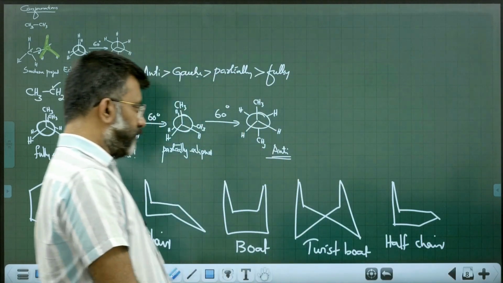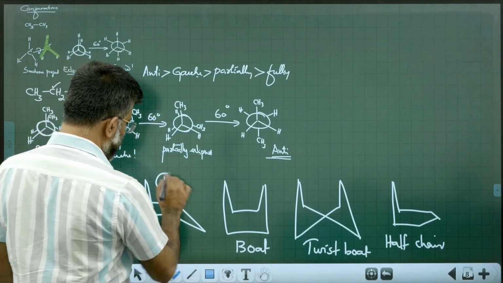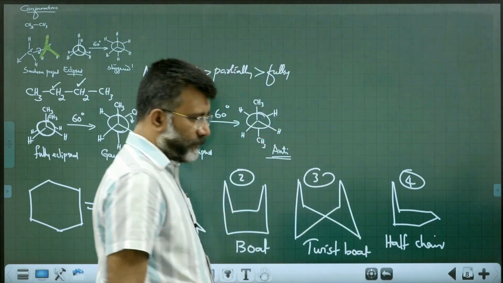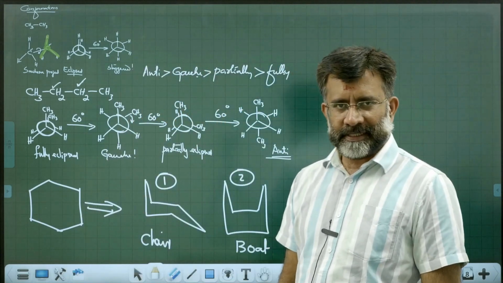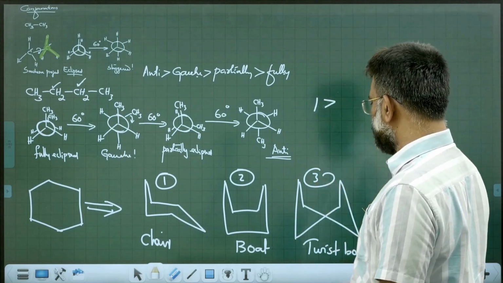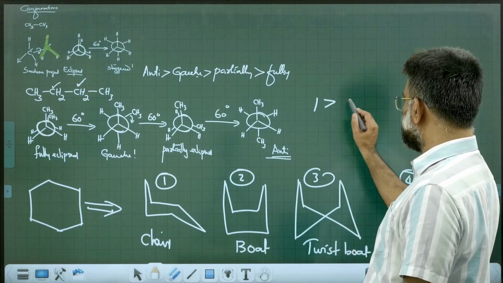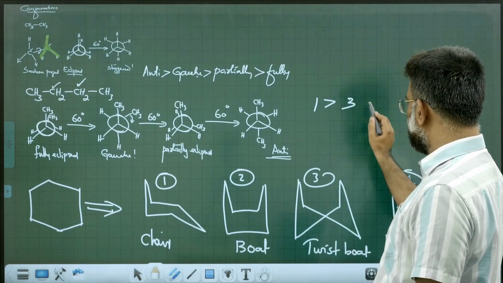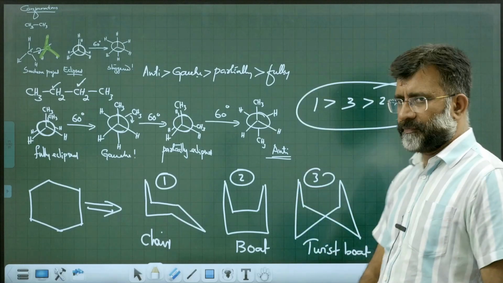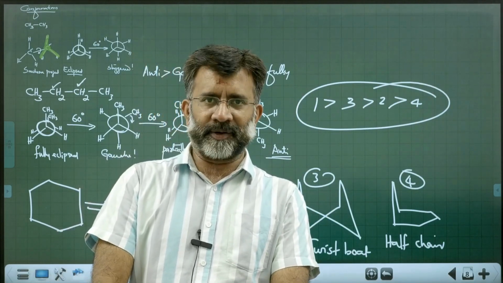Half chair conformation. And what is the order of stability? This is 1, this is 2, this is 3, this is 4. Which is expected to be most stable? The order of stability will be: 1 is most stable. After 1, it is 3, next stable. Then it is 2 and least stable is half chair conformation. That is the order of stability of conformations of cyclohexane.